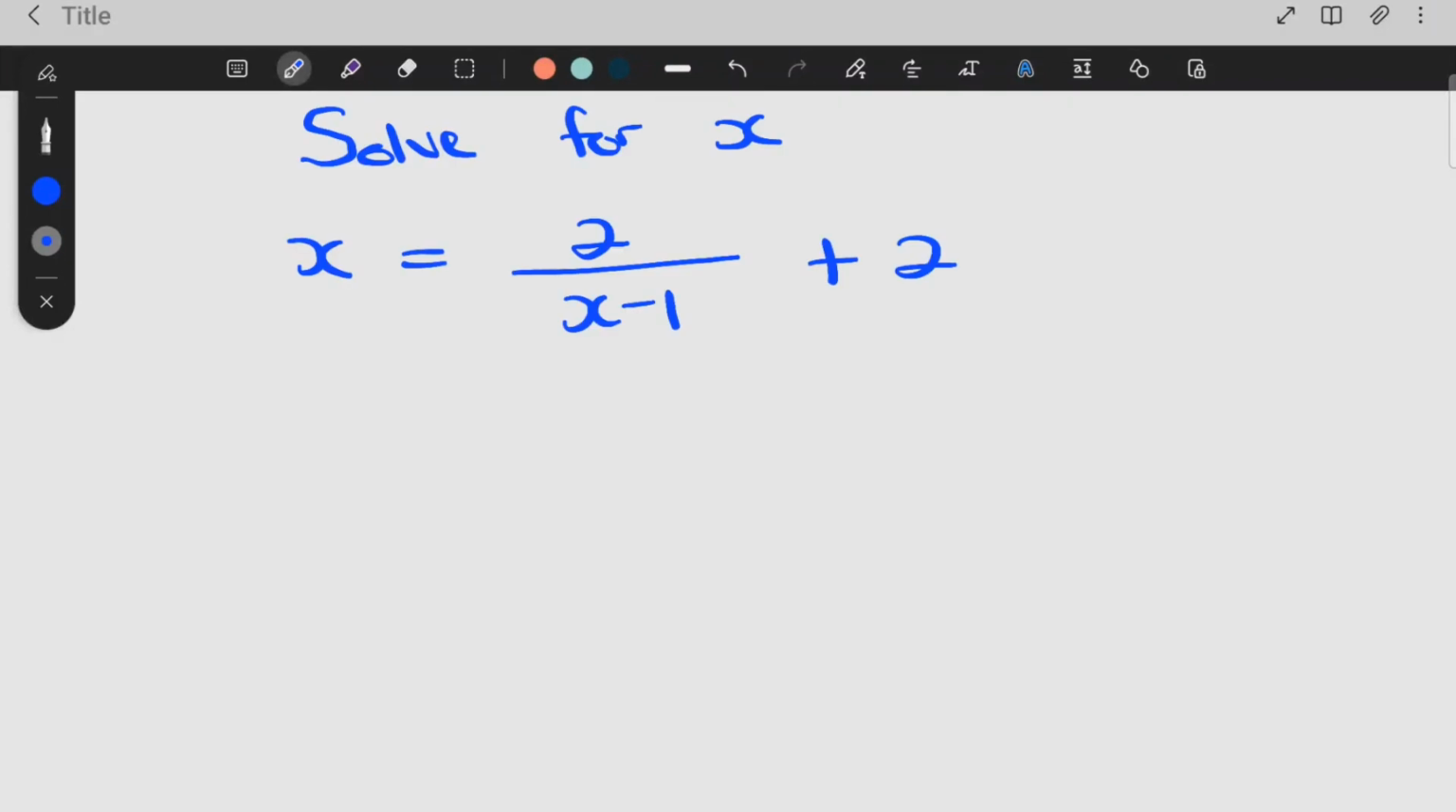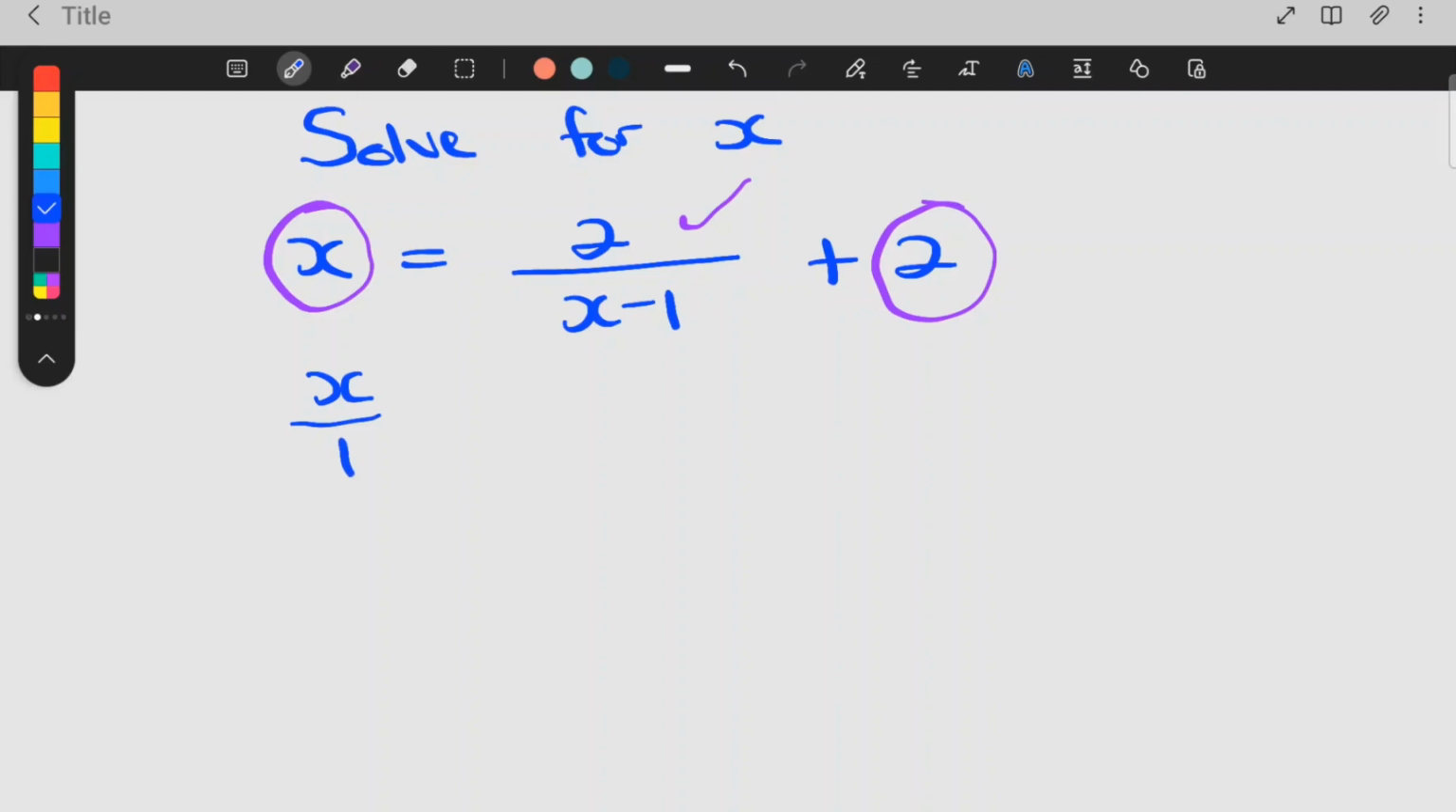So the first thing I would do, grade 10s, is write every term as a fraction. At the moment, this is not a fraction. This is a fraction. This is not a fraction. So I would write x as x over 1. Now it's a fraction. Then this is a fraction, so it stays the same. And 2 I will write as 2 over 1.